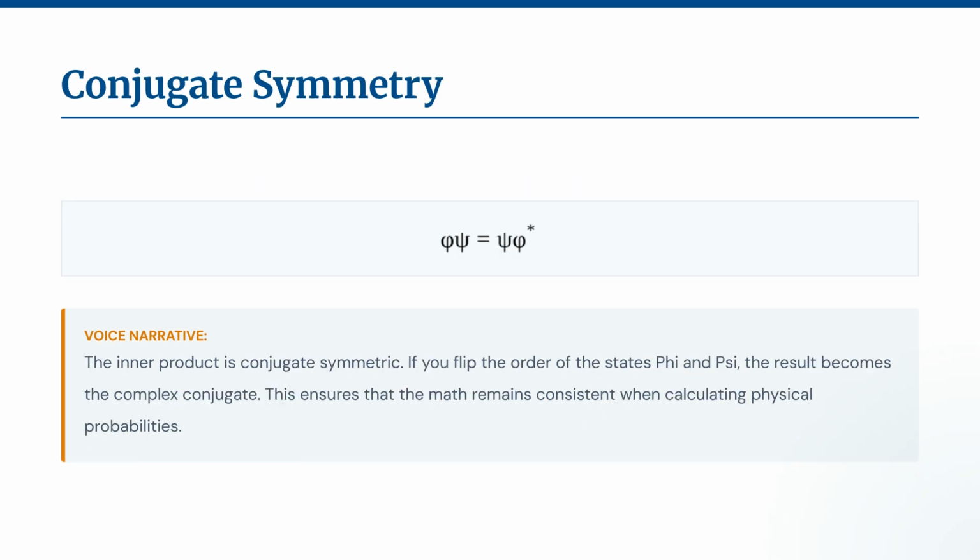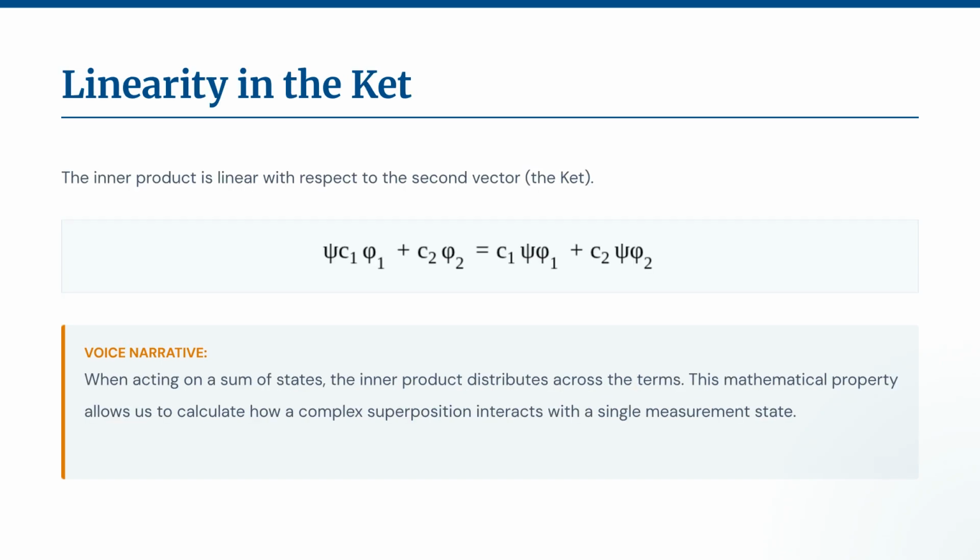The inner product is conjugate symmetric. If you flip the order of the states phi and psi, the result becomes the complex conjugate. This ensures the math remains consistent when calculating physical probabilities. When acting on a sum of states, the inner product distributes across the terms. This mathematical property allows us to calculate how a complex superposition interacts with a single measurement state.